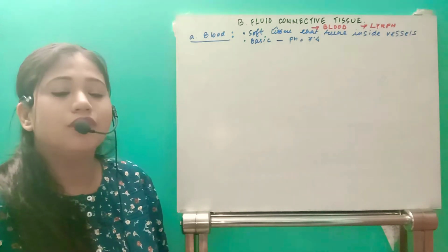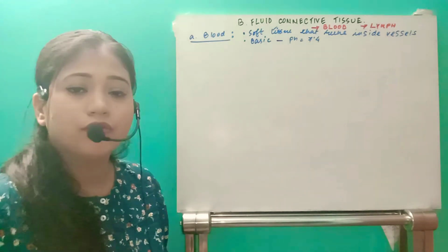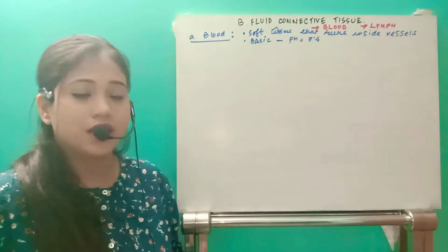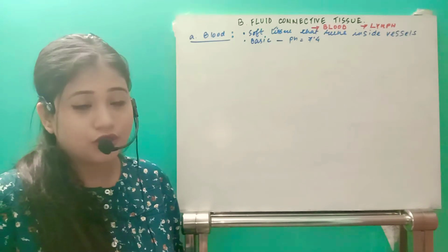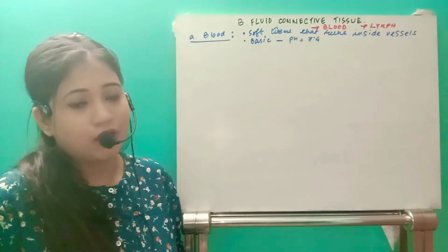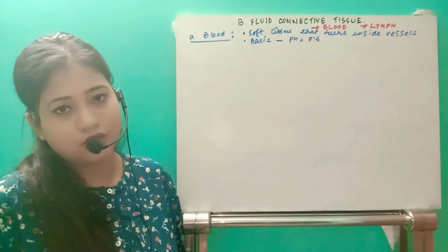This blood will transport various components in our body. What are they? That will be gases, carbon dioxide, oxygen, then the nutrients, then waste products, hormones, etc. Right? Minerals also, electrolytes also, will be circulating.